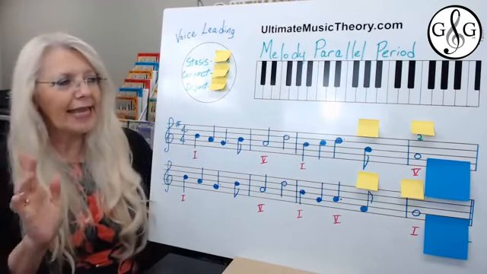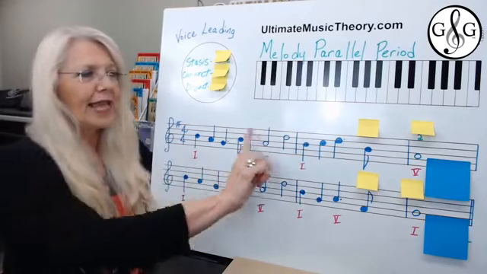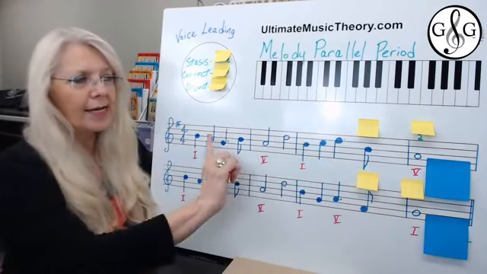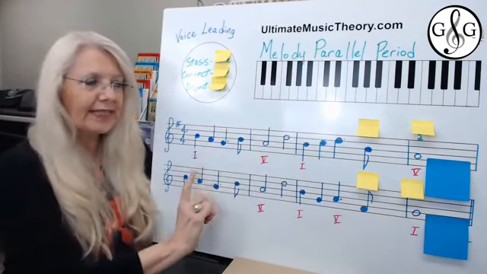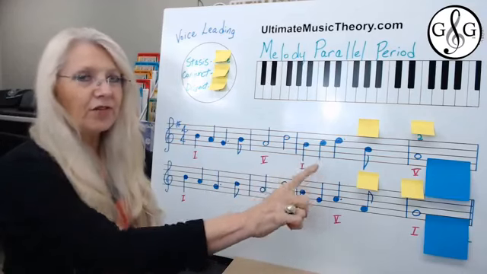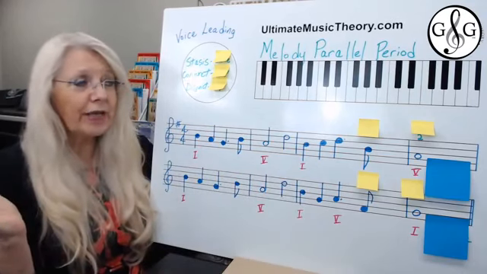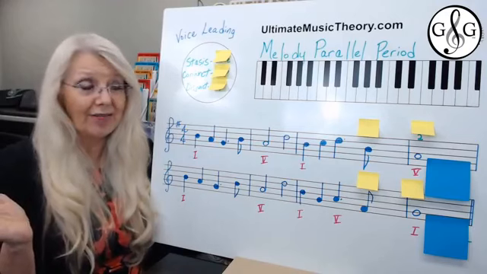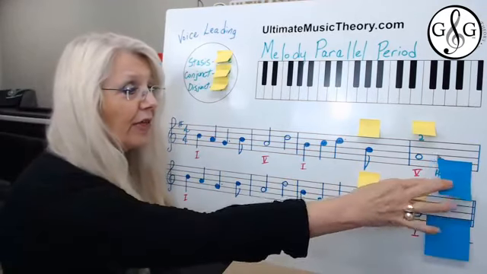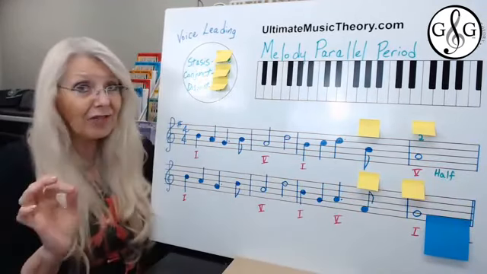So if we're looking at our very first cadence at the end of phrase 1, how would you identify this cadence going from 1 to 5? Is that going to be an authentic cadence or is that going to be a half cadence? Well, let's do the big reveal. It is a half cadence.